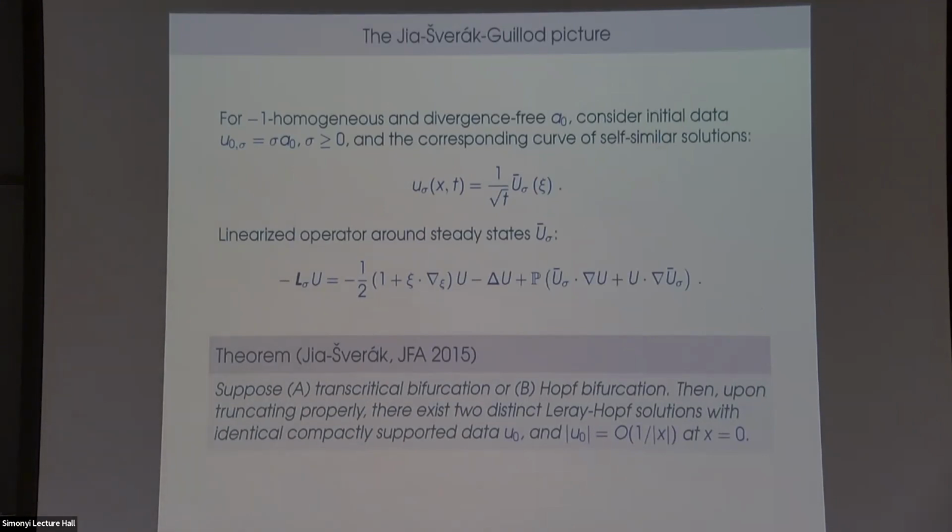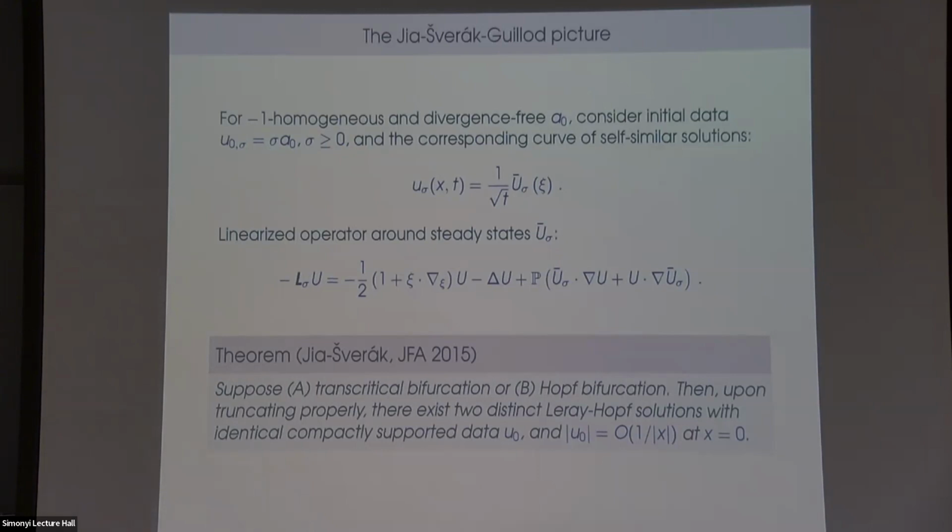So the picture proposed by Jia and Šverák, and further explored by Šverák and Guillod, is the following. Take some function A0, which is like 1 over x. It's self-similar. It should be minus 1 homogeneous, self-similar, and divergence free. And you construct initial data for this problem by taking A0 and multiplying by a size parameter sigma. For sigma equal to 0, you can solve this equation. The solution is 0.